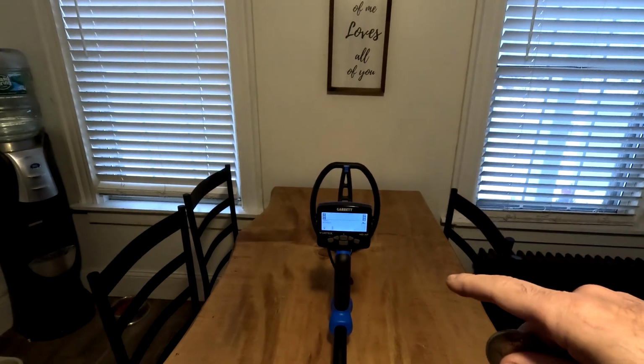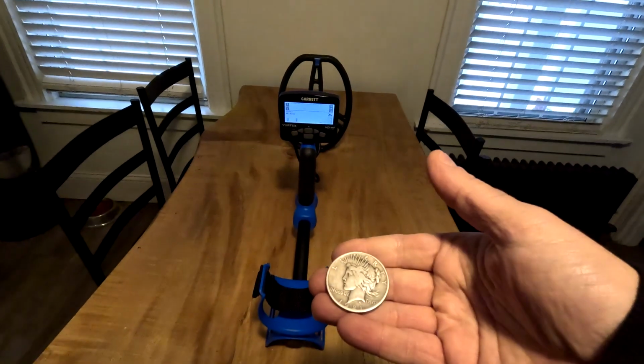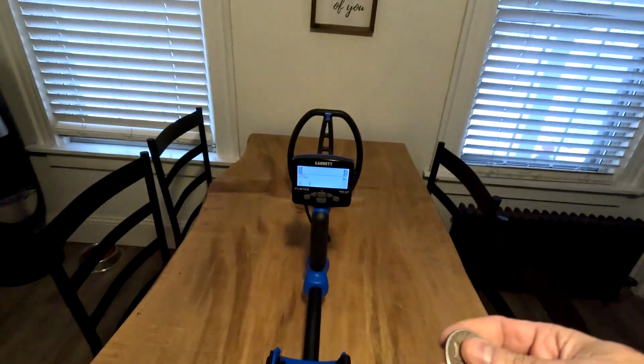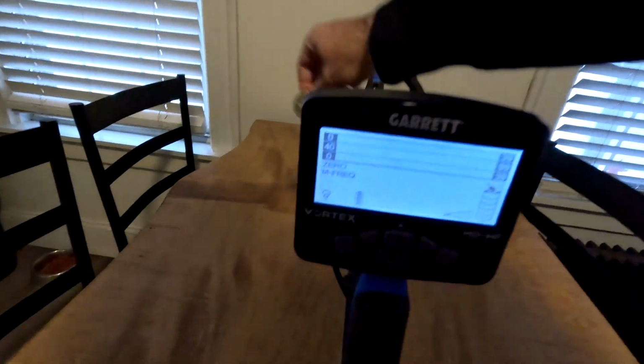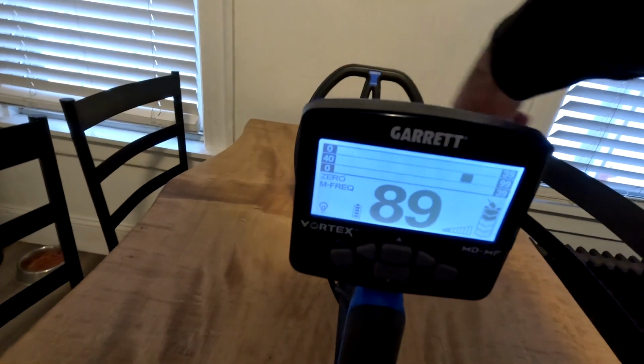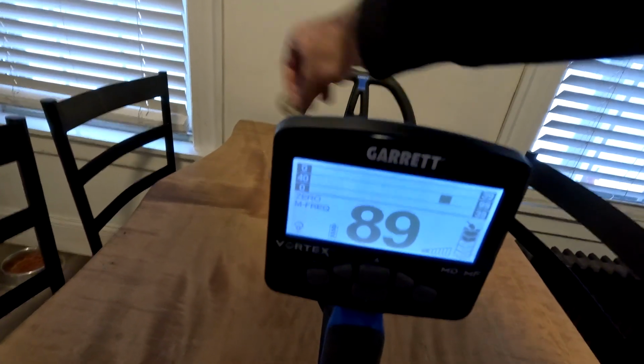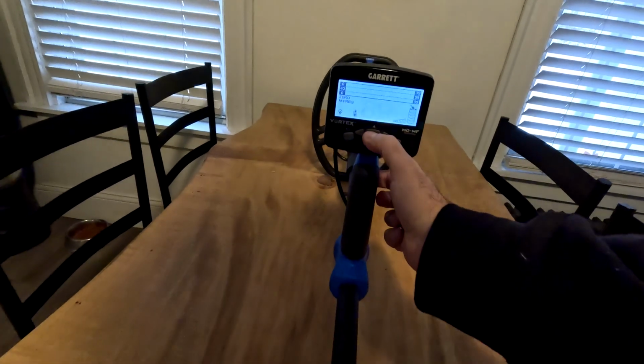So on the Vortex, we're going to start at channel 1, and we have a piece dollar. Channel 1 close to the coil. We'll try and stay a couple inches away. 89.